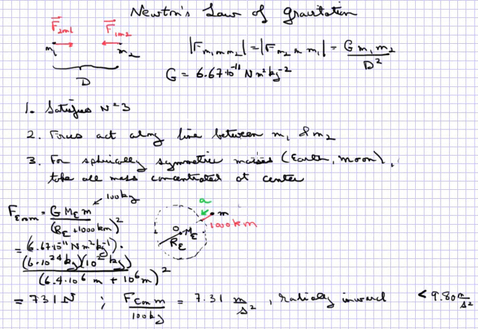Okay, a third point is that for spherically symmetric masses, and I'll explain what that is in a second, to find the attraction between them, what one can do with this gravitational law is to assume that all the mass is concentrated at the center.